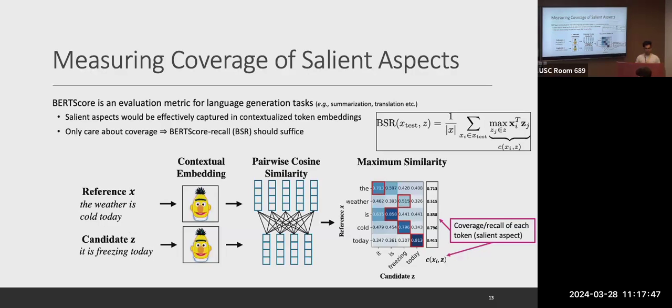Because we only care about coverage, we hypothesize that BERTScore recall should be enough. I won't be showing those results, but we do actually find that BERTScore recall is as good or better than the full BERTScore, and BERTScore precision is worse. Okay, so this is a metric for evaluating individual instances for how well they demonstrate the salient aspects of a test input.